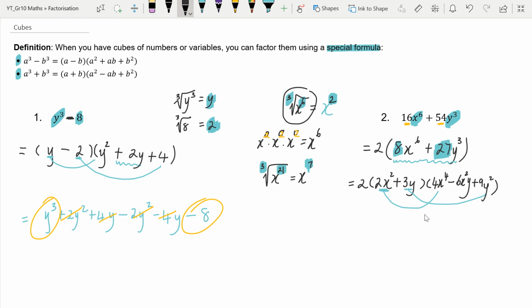To check if we're correct, we can obviously multiply those out and make sure that we get back to 8x to the power of 6 plus 27y that is being cubed. One more.